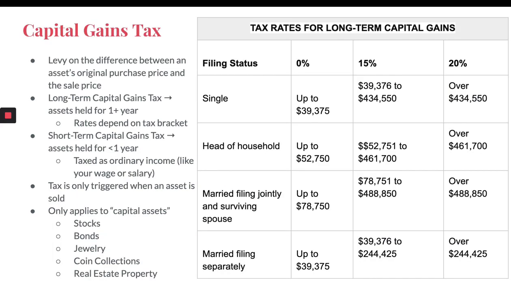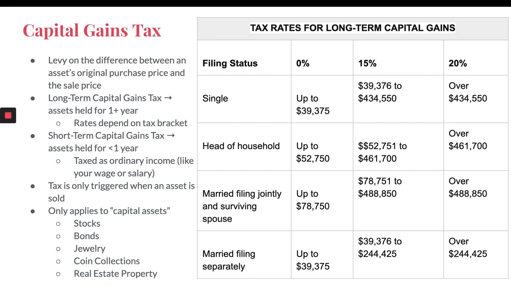So last is the capital gains tax. The capital gains tax is levied on the difference between an asset's original purchase price and the sales price. There are 2 types of capital gains tax, long-term and short-term. Short-term is for assets held for less than a year, and long-term is for assets held for more than a year. The short-term capital gains tax is just taxed as ordinary income, so it's like being taxed like your wages and your salary.